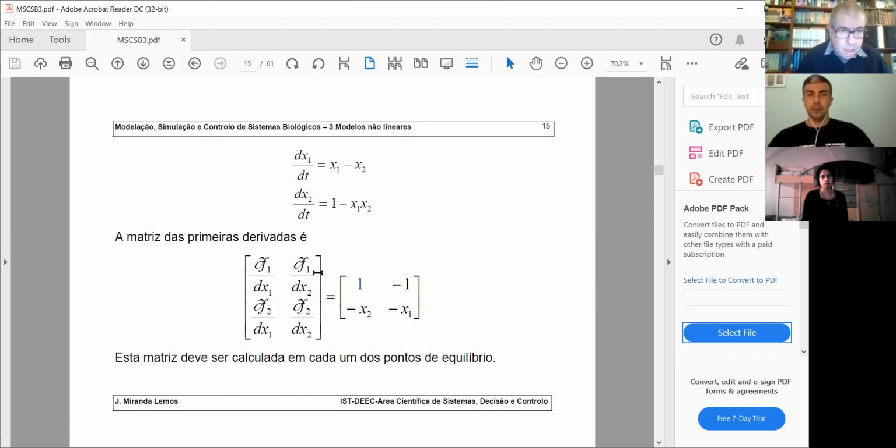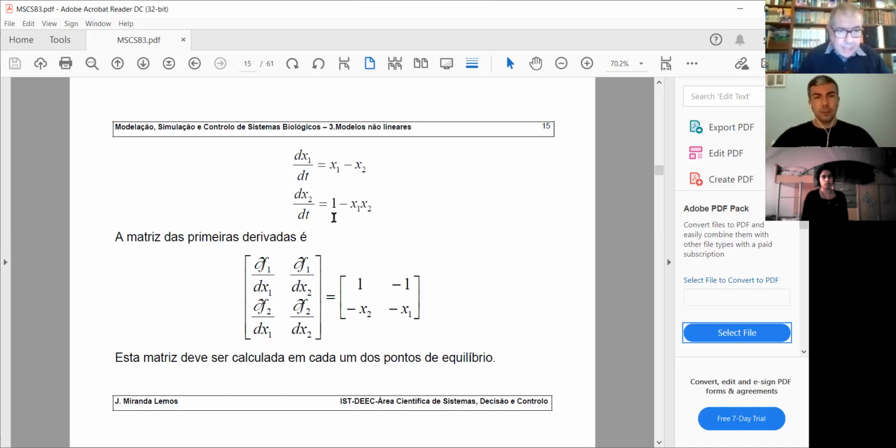Now, f1 is x1 minus x2. So for f1 with respect to x1, this is a partial derivative. This is just 1, because for the derivative of x2 with respect to x1, you assume that x2 is a constant when you are considering the derivative with respect to x1. So this is just 1. Then the derivative of f1 with respect to x2 is just minus 1, because the first term is 0.